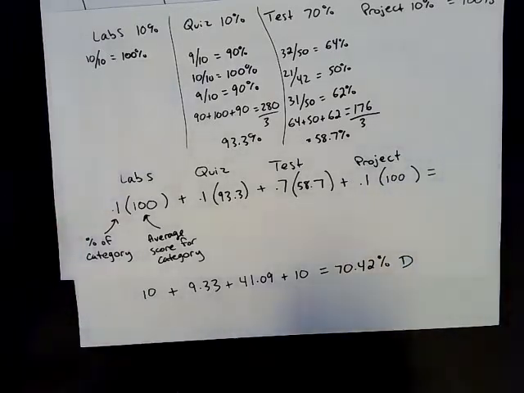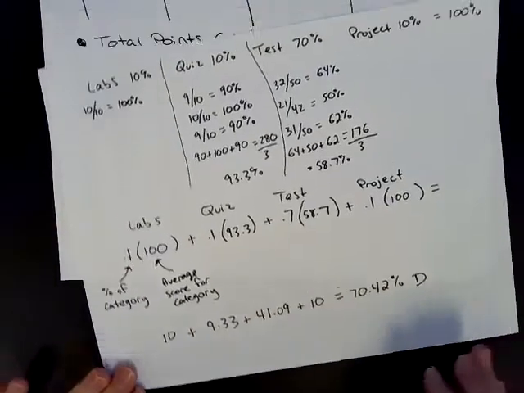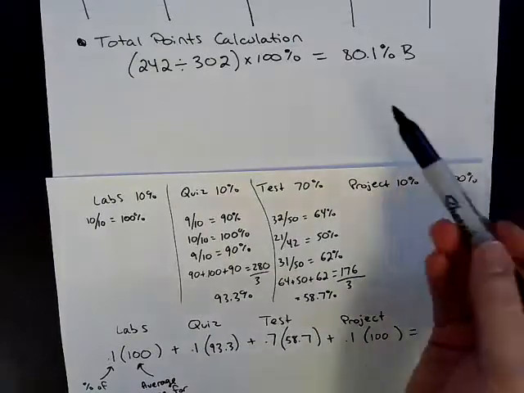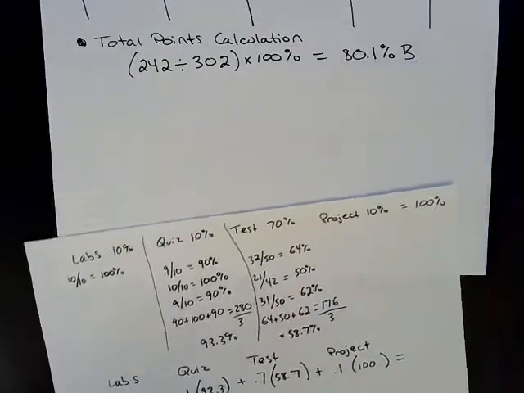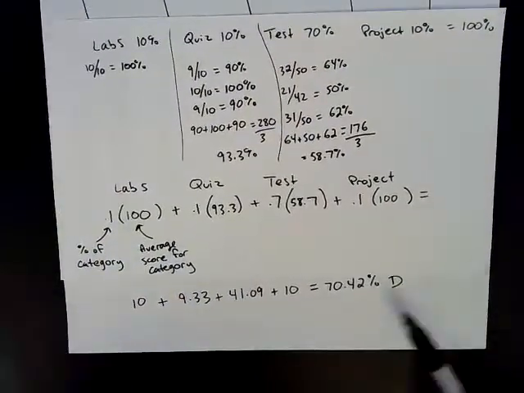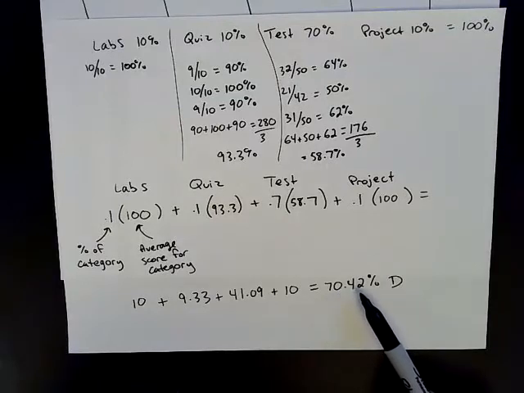So you can see how we're no longer passing the course. With total points, we had an 80.1% B, but with our weighted total, we have 70.42% D.